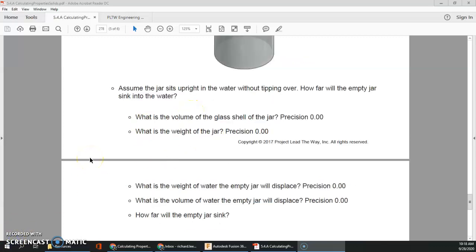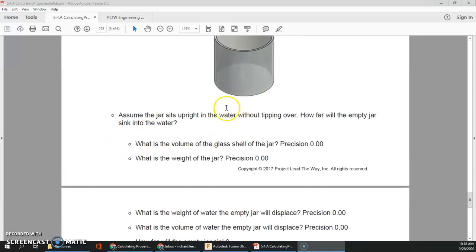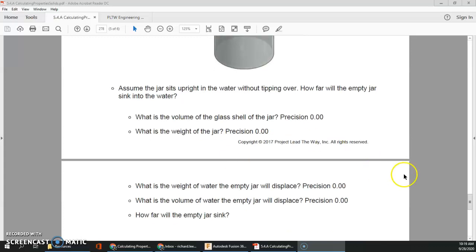For some of these questions, we need to employ that literary technique of suspension of disbelief. I'm sure you've heard your English teachers talk about that because we have to believe that as this jar sinks into water, it sinks down and stays vertical without tipping over. So let's just pretend it does for the sake of solving this question.